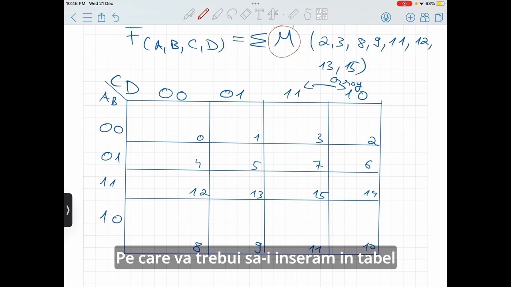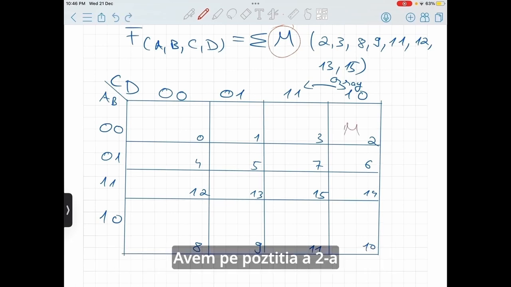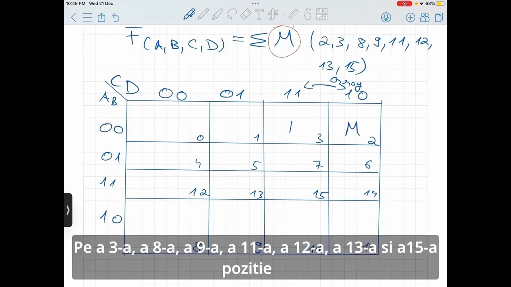And we have on the second position, on the third, 8th, 9th, 11th, and the 12th, 13th, and 15th position.